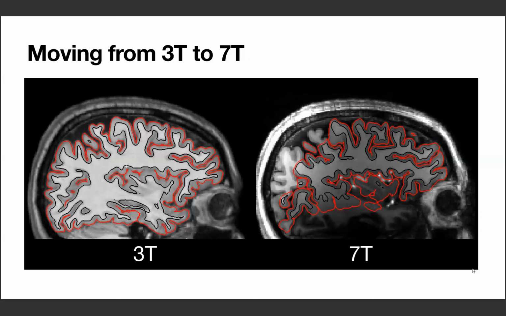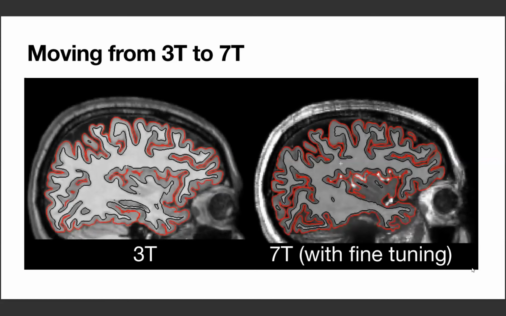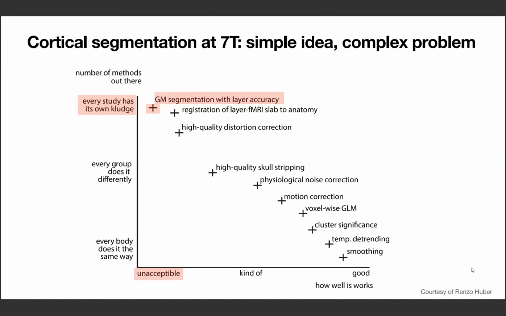So if we just run it through FreeSurfer, if we take a 7T data set and run it through FreeSurfer, we see that it doesn't really work. There are many things that have to be solved first. But if we do a little bit of fine tuning, I'll just note that these are different slices, even though they're from the same subject, we can really get it to work to very satisfactory levels. So this is what we'll talk about today.